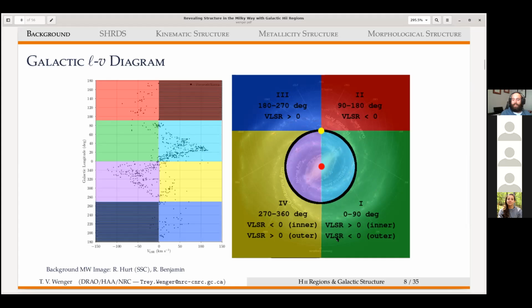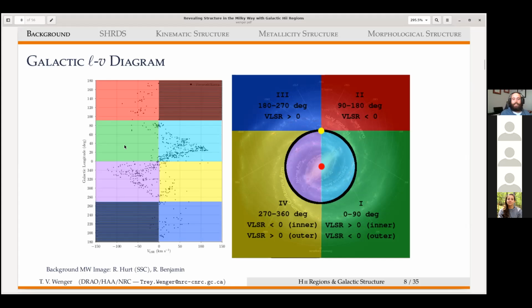Whereas if you have a negative LSR velocity, you must be in the outer galaxy, which is the green part of the diagram here. And in the second quadrant, only negative velocities are allowed. So you shouldn't find anything here at positive velocities in the second quadrant. And then the third and the fourth quadrants are just the symmetric inverse of the first and second quadrants. And so with that in mind, you can start to do a little bit of galactic structure with this LV diagram right away.